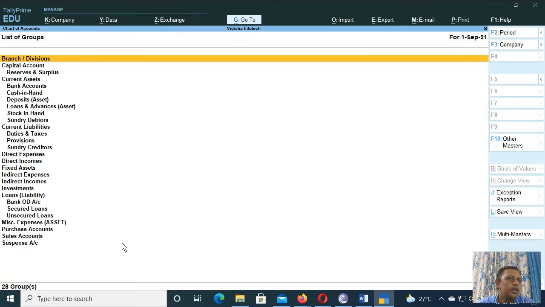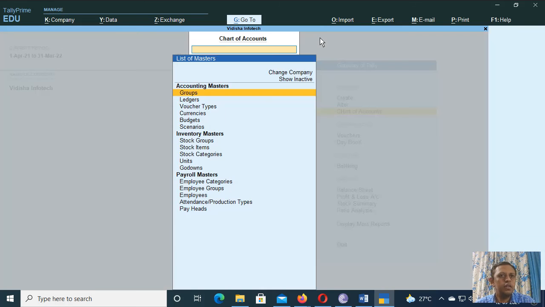So these are the list of groups which we will be using in our entire Tally syllabus. So these are one of the most important things to remember while we are learning Tally Prime. So let's get to the ledgers.